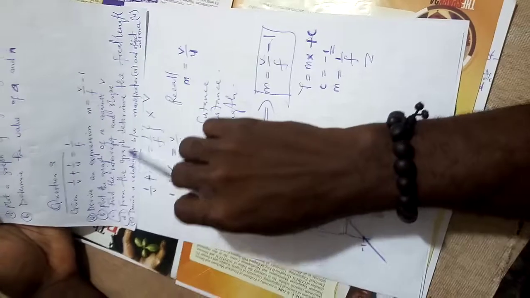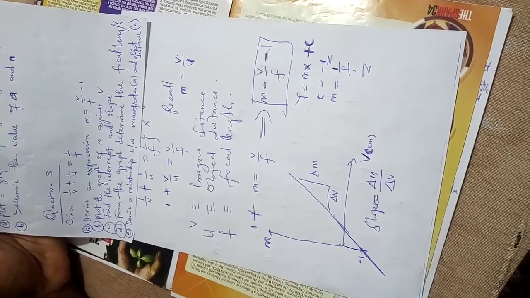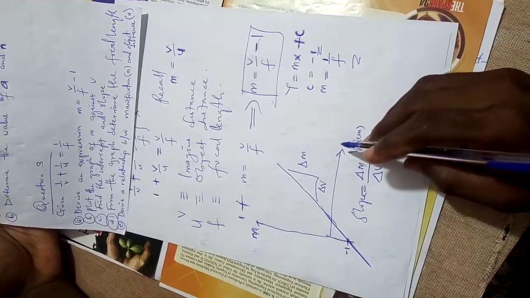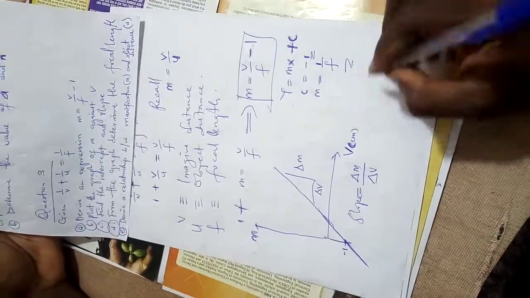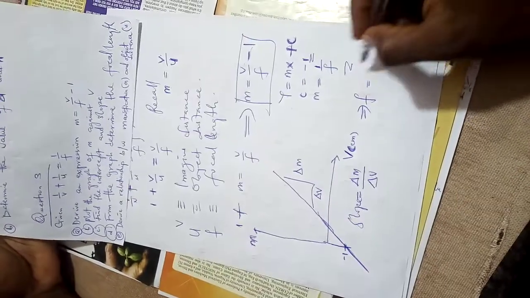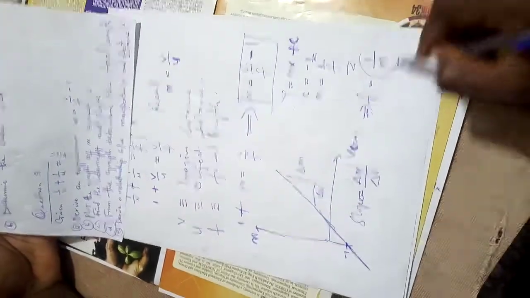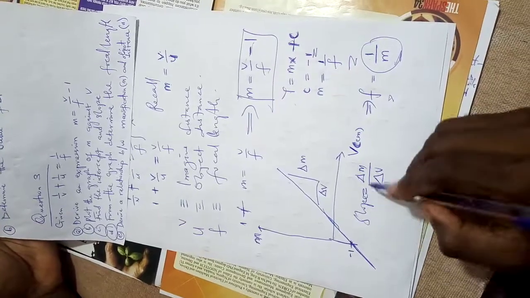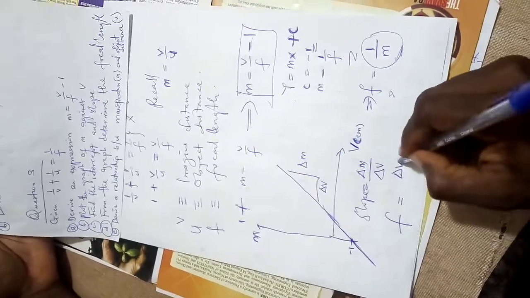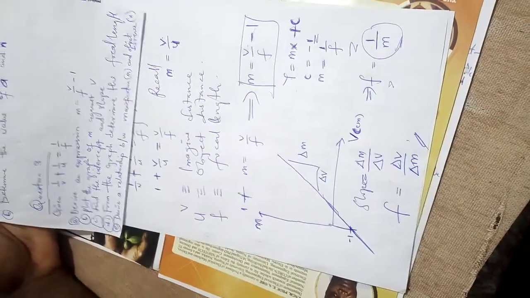They also ask us from the graph to determine the focal length. So how do we determine the focal length? Now, from here, we have that m is equal to 1 over f, right? So the focal length f can now be 1 all over the slope. So if you want to calculate the focal length, you just take 1 all over the slope. This means that our f will be equal to change in v all over change in m. Are we together? All right. So I think that should be the last.